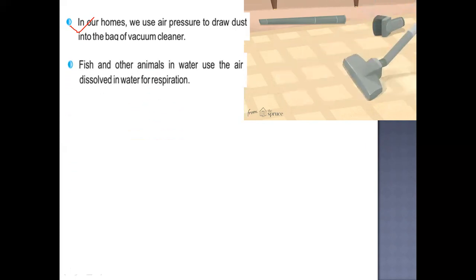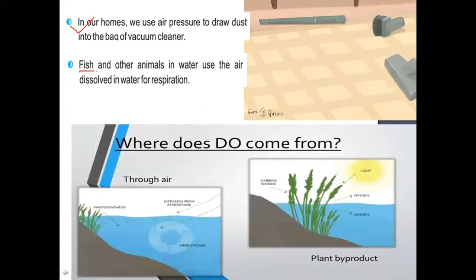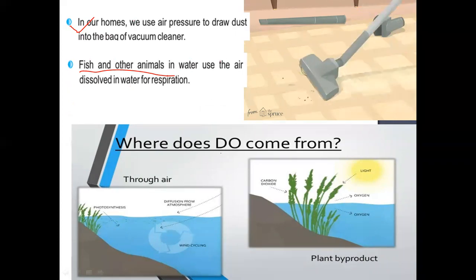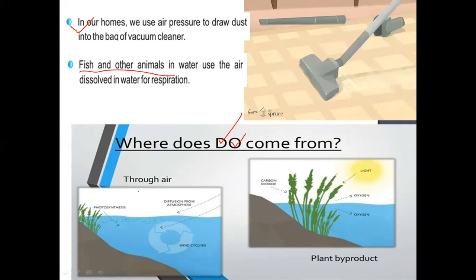Yes, the next one: fish and other animals in water use the air dissolved in water for respiration. So how do fish and other animals in water use air, because air does not go directly into them? There are some indirect ways by which dissolved oxygen comes in. DO means dissolved oxygen, and it comes, first of all, through air.